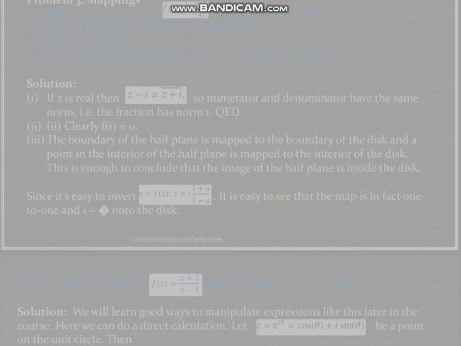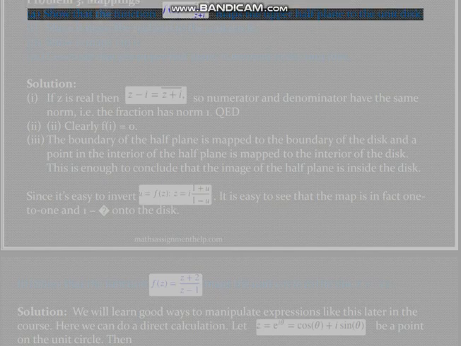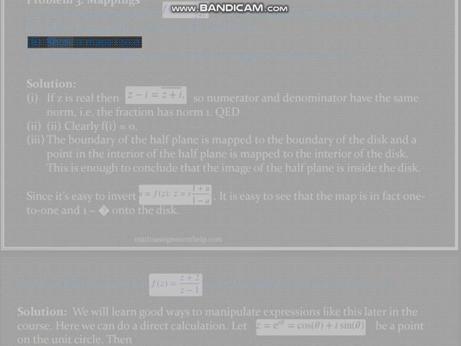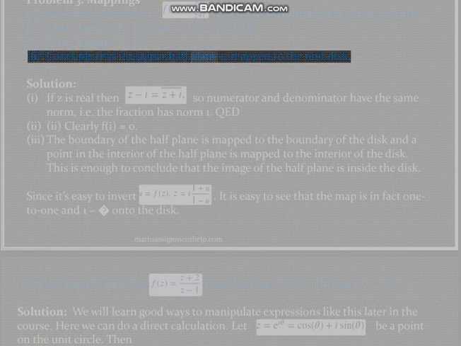Problem 3. Mappings. A. Show that the function maps the upper half plane to the unit disk. 1. Show it maps the real axis to the unit circle. 2. Show it maps i to 0. 3. Conclude that the upper half plane is mapped to the unit disk.